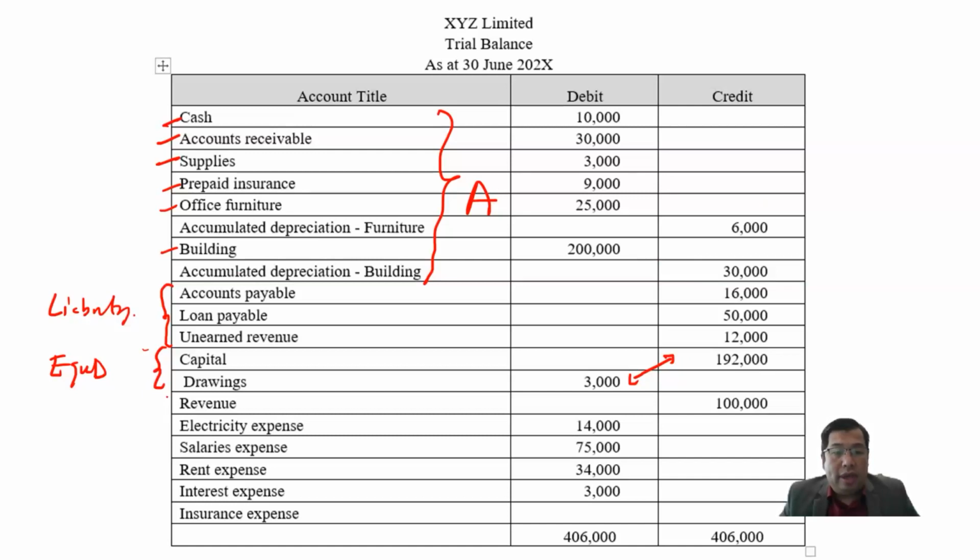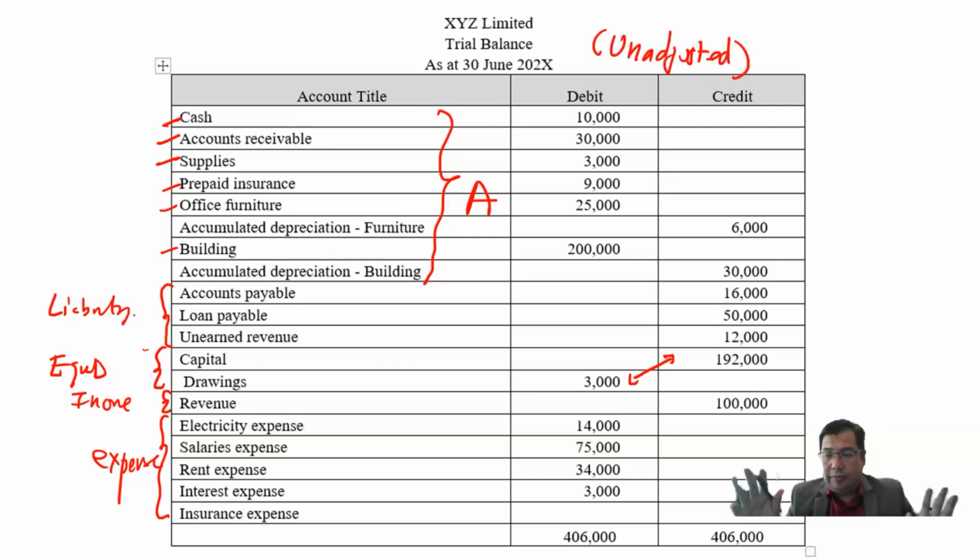And then we have revenue. So this is our income or revenue. And the rest here is your expenses. So you are given this trial balance. I call this unadjusted. We haven't made any adjustment yet.